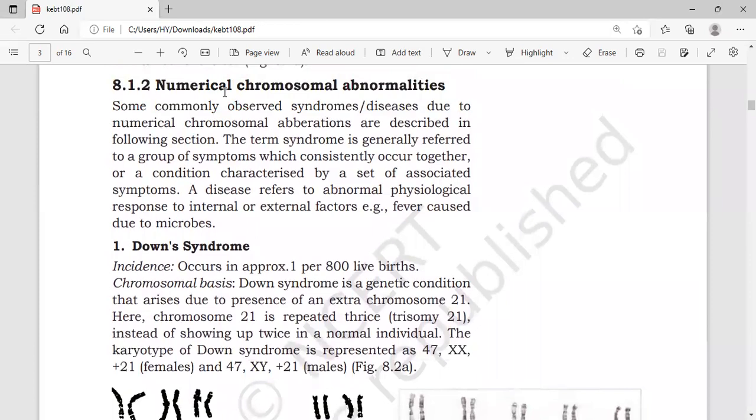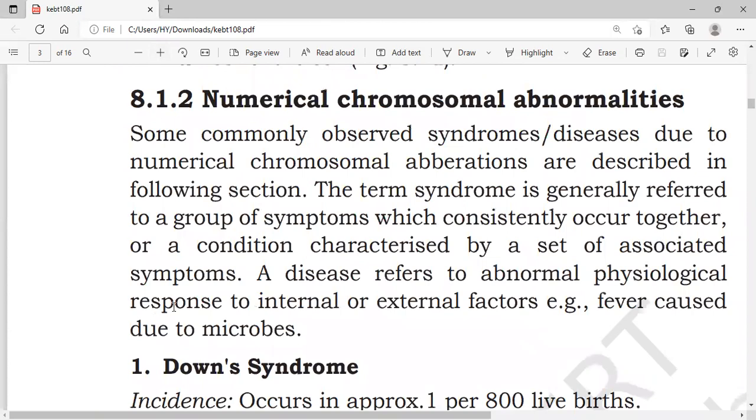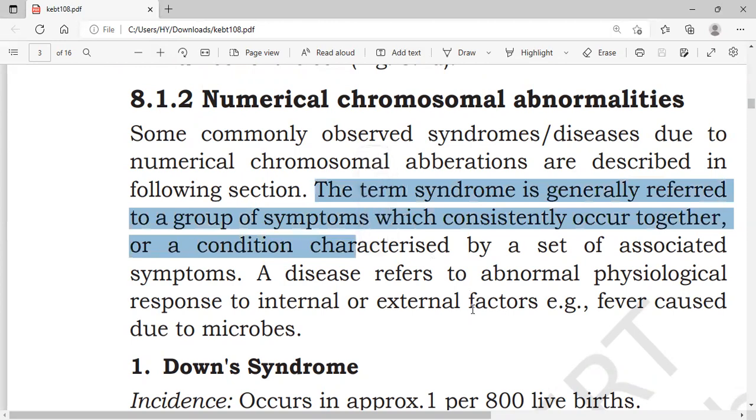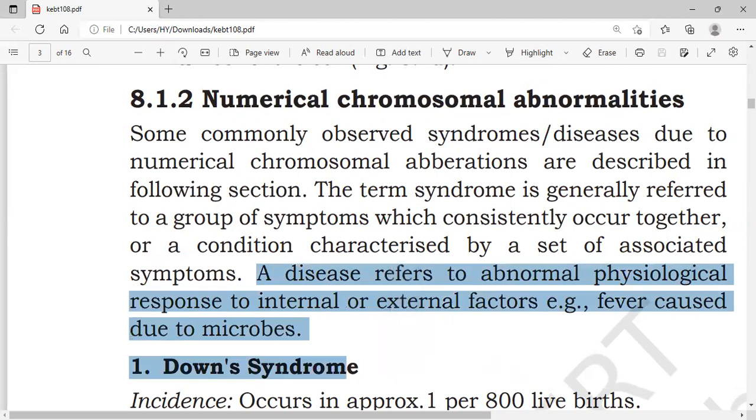Some commonly observed syndromes and diseases due to the numerical chromosomal aberrations are described in the following sections. The term syndrome generally refers to a group of symptoms which consistently occur together and are characterized by a set of associated symptoms. So if a group of symptoms come together, this condition is known as a syndrome.